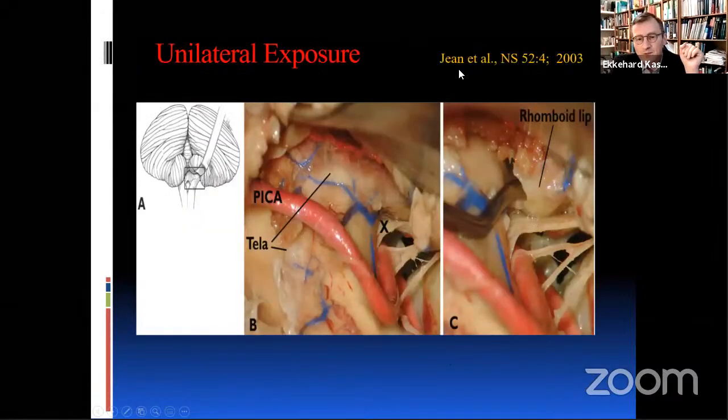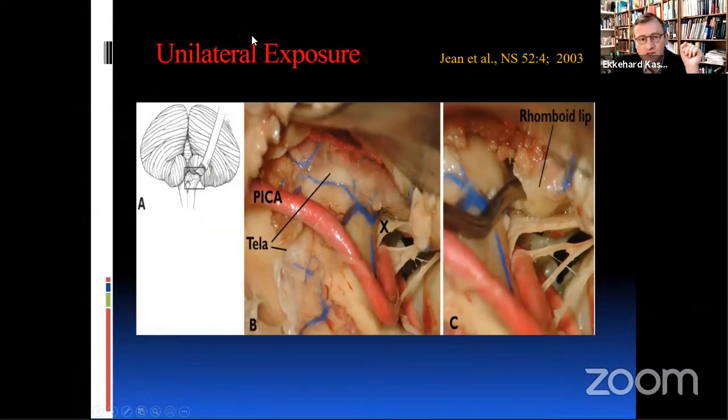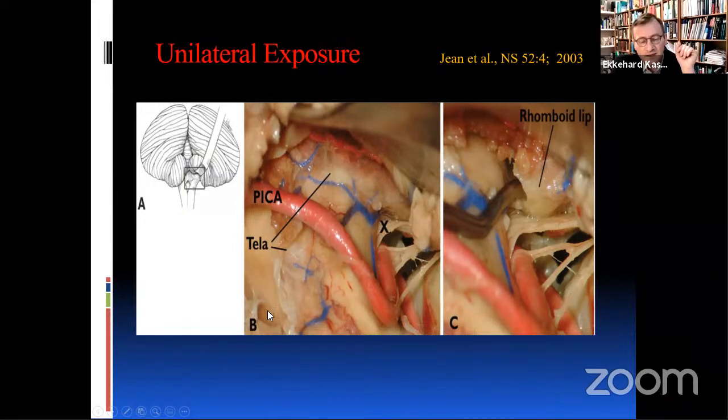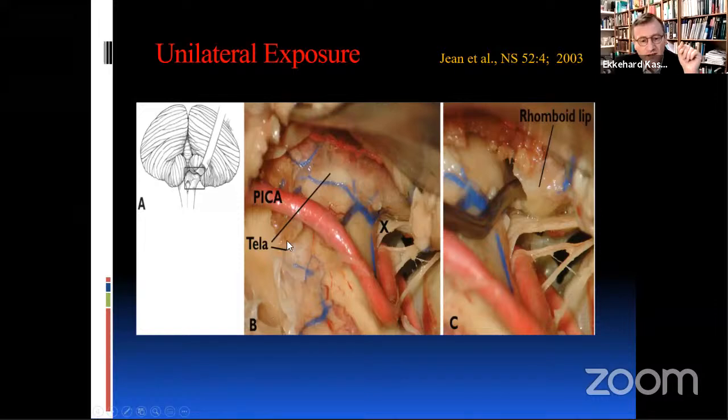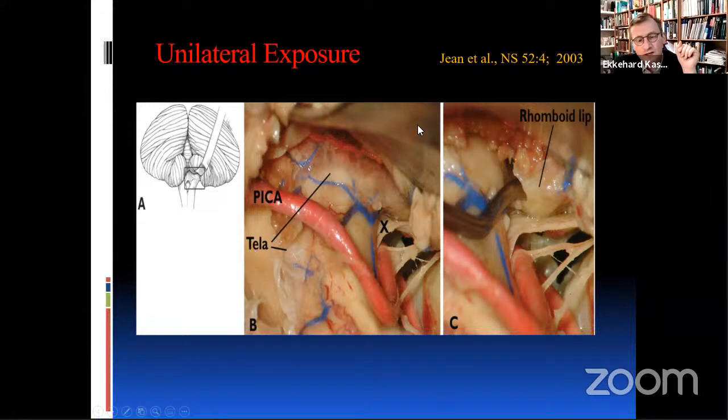So this paper by Jean and colleagues in Neurosurgery shows the unilateral exposure nicely. Again, in our posterior view with the patient up, you can see they start again identifying the obex, the tela choroidea. Here, the PICA is crossing your way before you can gain access. So you need to either transpose it to the midline, or I prefer to transpose it laterally, and you can gain access to the roof of the fourth ventricle, the choroid plexus, and the rhomboid lip.